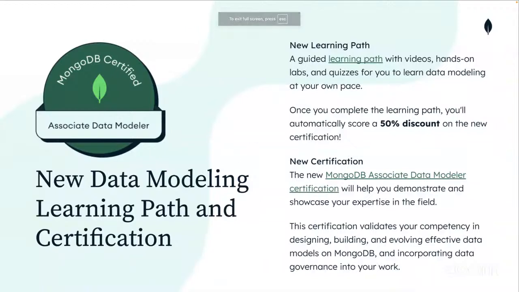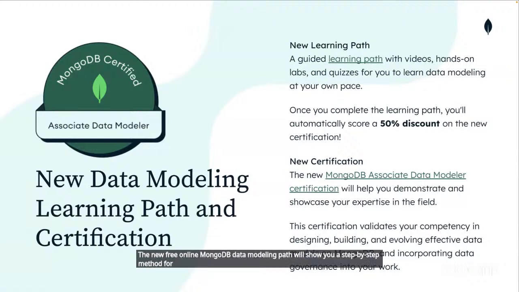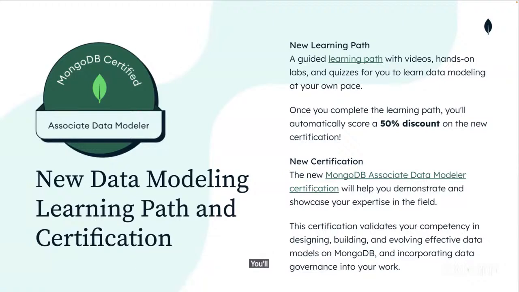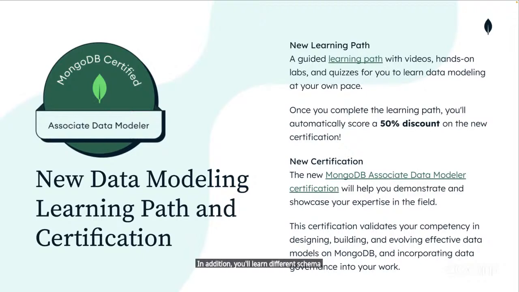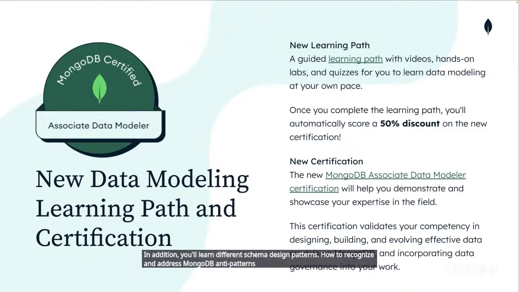The new free online MongoDB data modeling path will show you a step-by-step method for creating effective data models. You'll learn how to identify entities and workloads, map relationships, and when to embed or reference them. In addition, you'll learn different schema design patterns, how to recognize and address MongoDB anti-patterns, and the basics of schema lifecycle management.